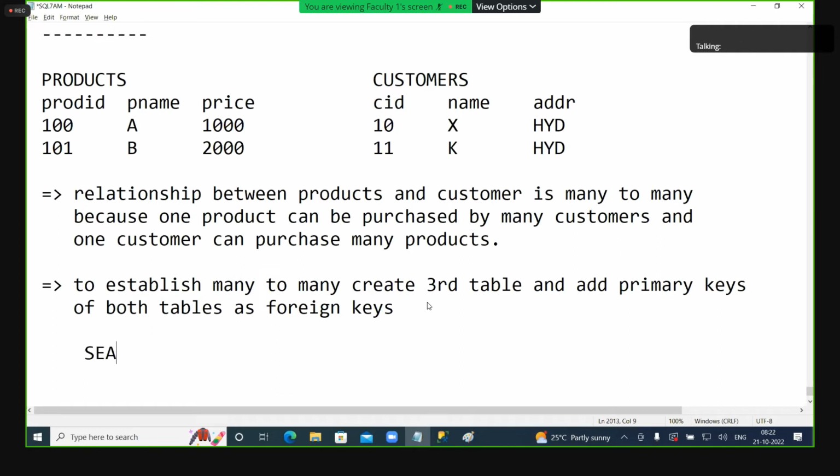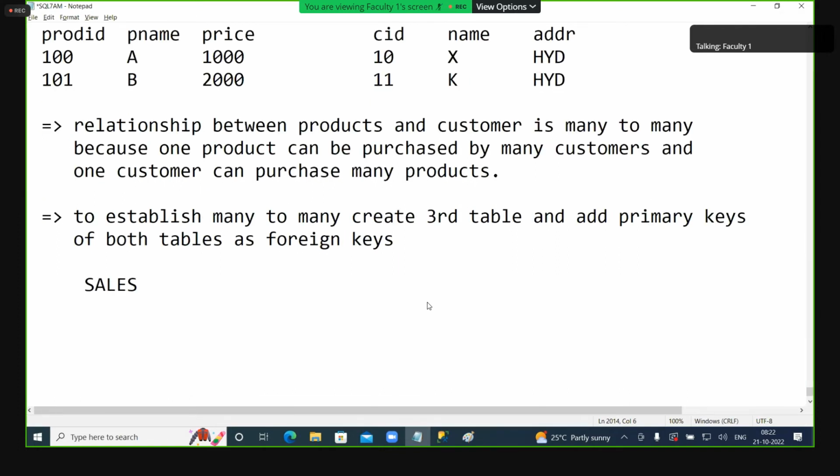So what is the third table? Let's say the third table name is the sales table. In the sales table, I want to store which product is sold to which customer. So here I want to store date ID, next product ID, next customer ID, how much quantity sold, what is the amount. I want to store like this.